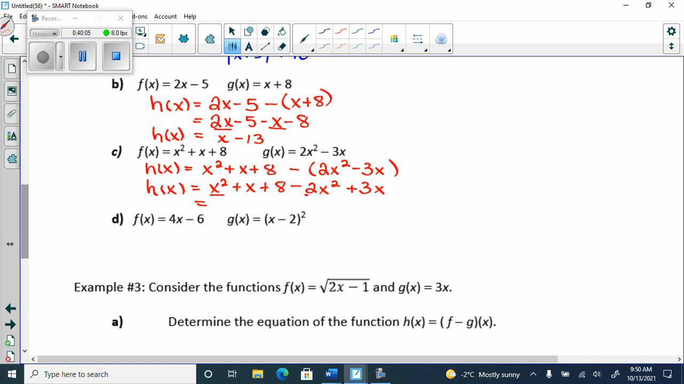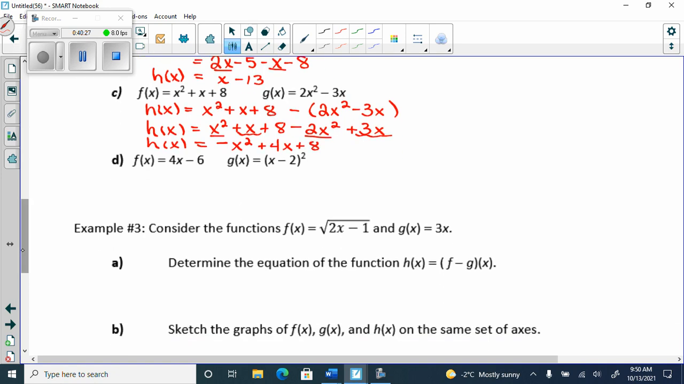So I get x squared minus 2x squared is negative x squared. X plus 3x is plus 4x plus 8. Now, if I want the range, I literally have to get the equation, then I have to graph it and find out what the range is, right? Like, I can't get the range quickly like that. I actually have to do the work.